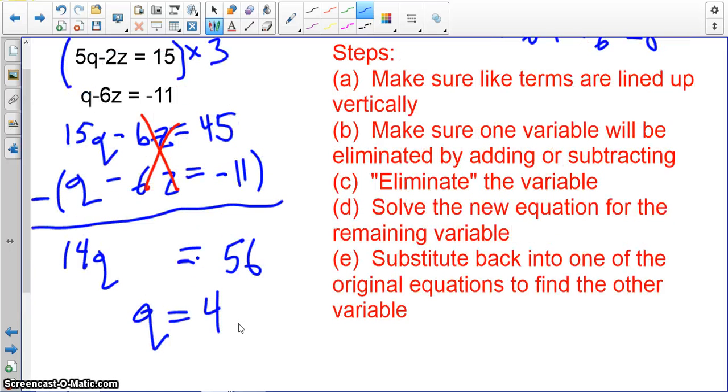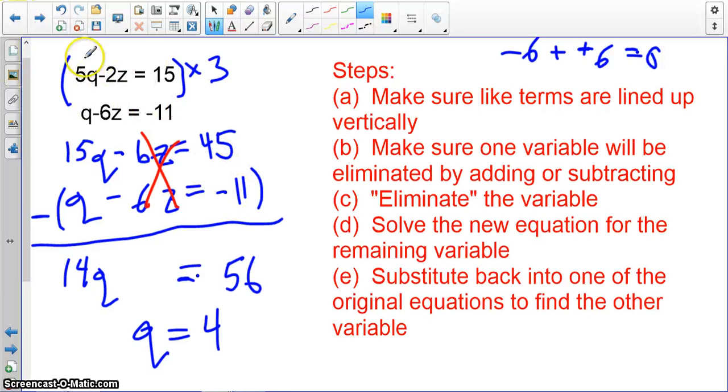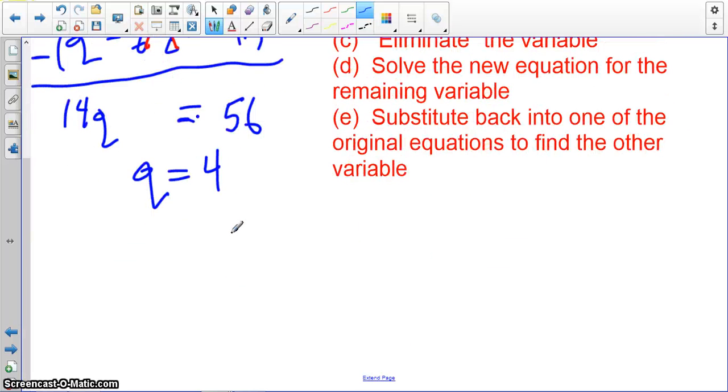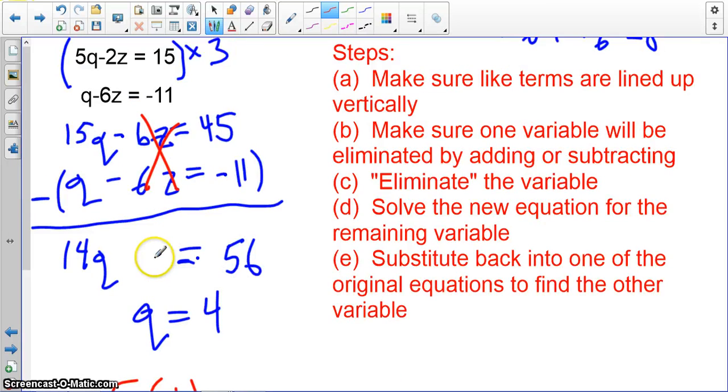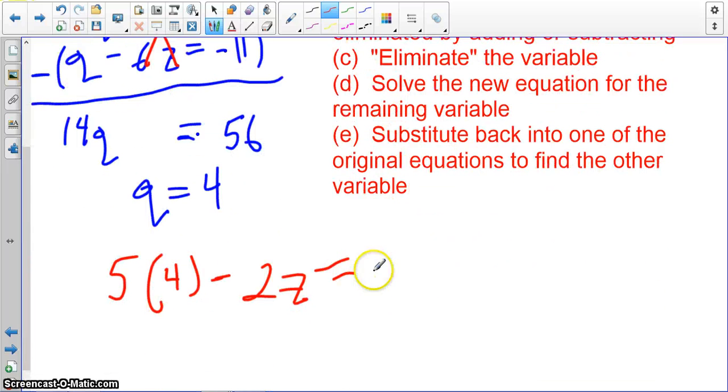Then just like the other one, I throw it back into either one of the original equations. I would say this, and it probably doesn't matter. I'll do the top one, why not? 5q minus 2z equals 15. I'm going to switch colors. 5q minus 2z equals the 15.